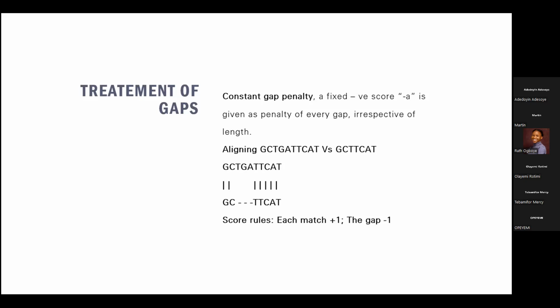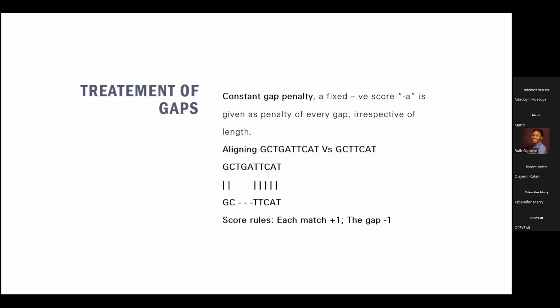Treatment of gaps basically means, when you are looking for your optimal alignment, how are gaps treated? Gaps are these spaces that you find between sequences. Anytime you see there's something called a constant gap penalty, a constant gap penalty is a fixed negative score for the gap, irrespective of the length of the gap.